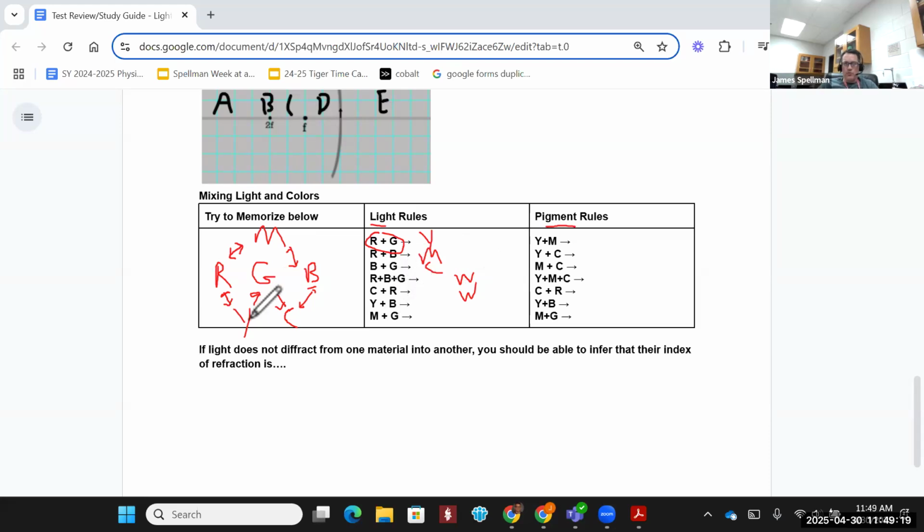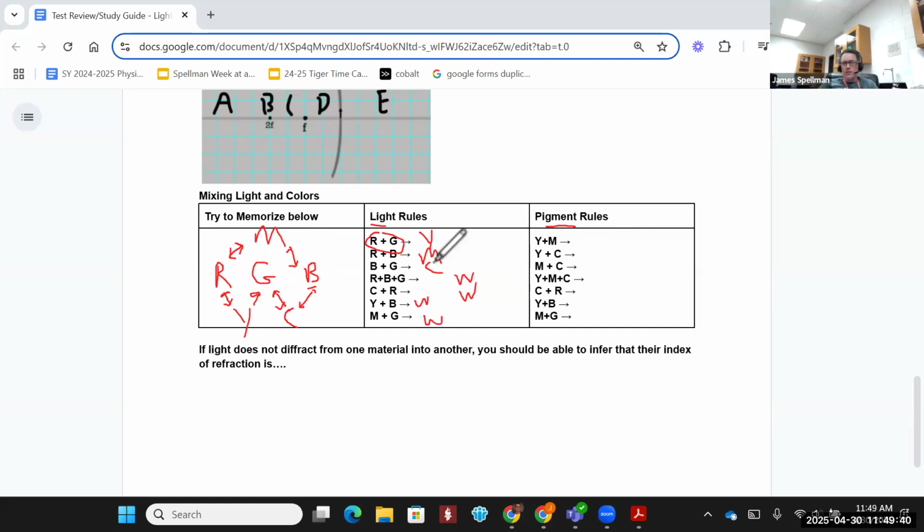So if you do yellow and blue, you're also going to get white because yellow is red and green. So if I do yellow and blue, I'm basically adding all three of these colors together. And the same thing if I do magenta and green. If I do magenta and green, I'm adding the red and blue from magenta to the green and getting white.